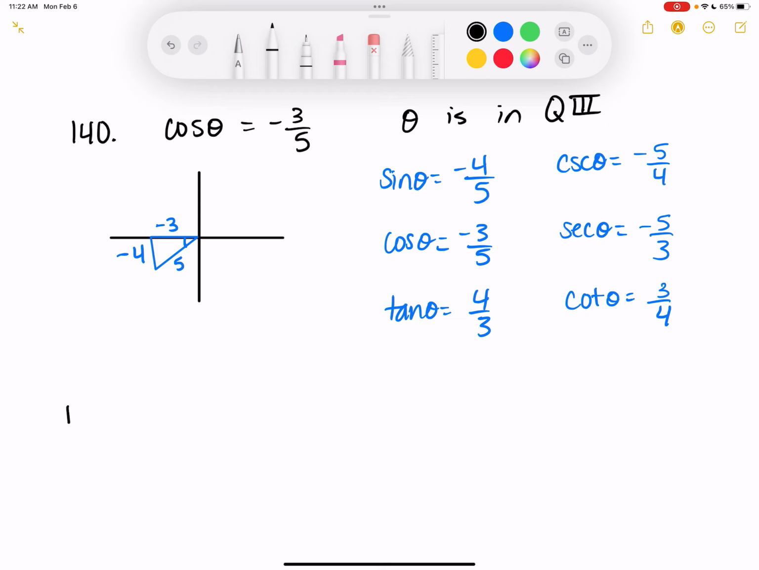Yeah, one second. Cosecant of theta is equal to 2. Theta is in quadrant 2.